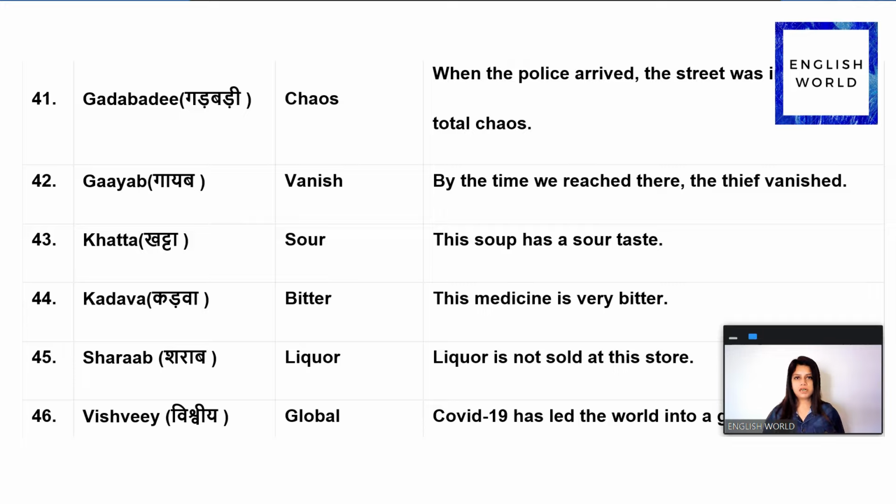Next is खट्टा. खट्टे को हम बोलेंगे sour. Remember that the pronunciation is सार, S-O-U-R. It is pronounced as sour. The soup has a sour taste. Similarly, karwa is called bitter, and we can form a sentence. This medicine is very bitter. Most of the medicines are bitter.